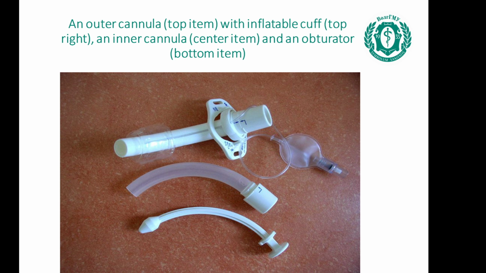Now, on this picture, you can see the construction of the tracheostomy tube. An outer cannula, top item, with inflatable cuff, top right, an inner cannula, center item, and an obturator, bottom item.